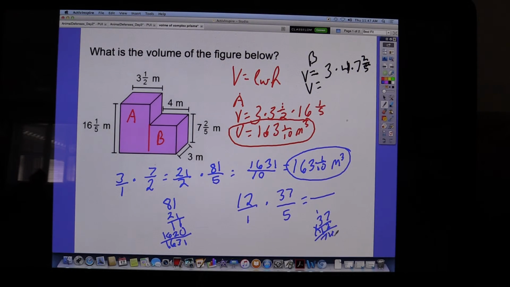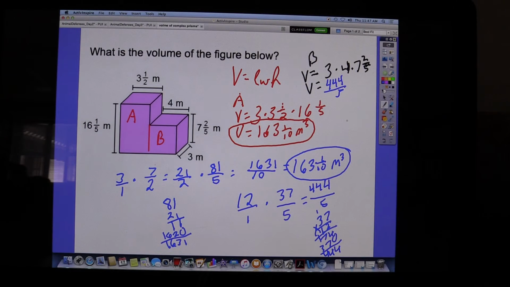14, 7, placeholder, 7, 3, 4, 14, and 4. So 444 here. 1 times 5 is 5. Now, since I'm going to have to wind up adding these together, I'm going to just leave it like an improper fraction here. I'm going to add this as an improper fraction. So I'm going to go ahead and leave it like this. I'll just go ahead and put up here 444 over 5.